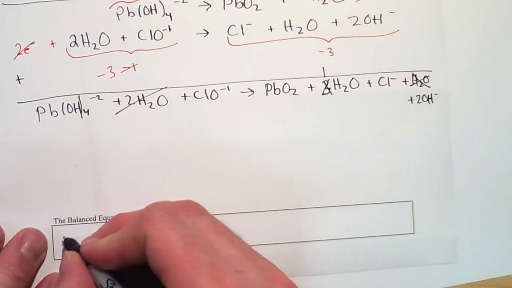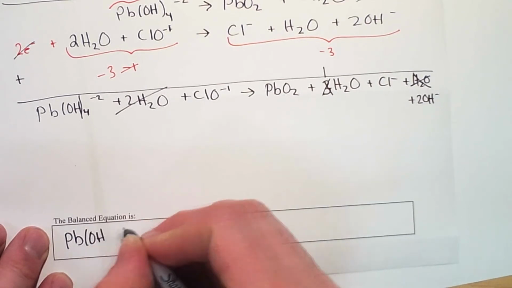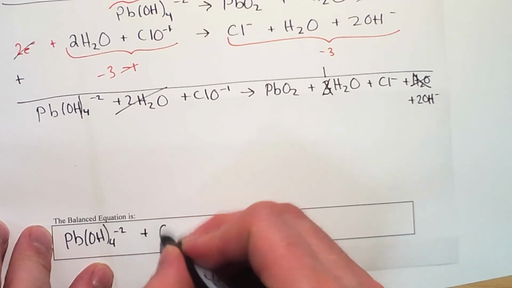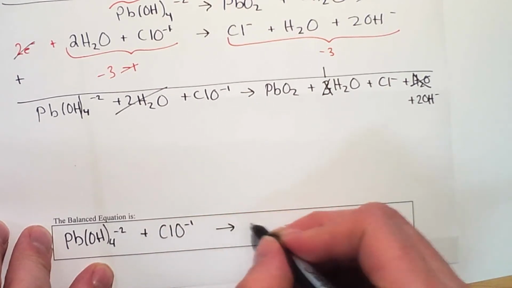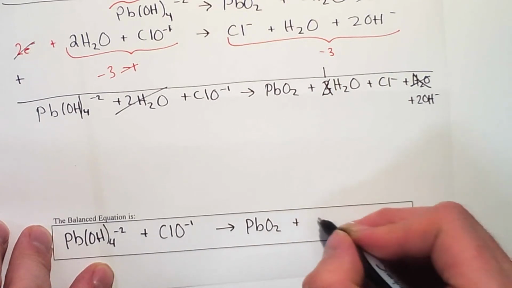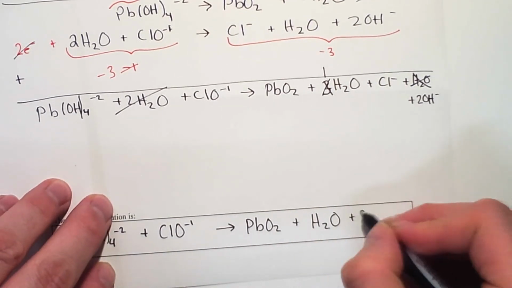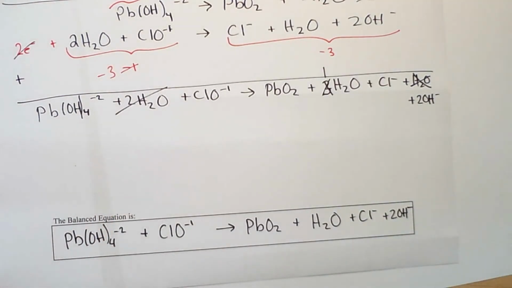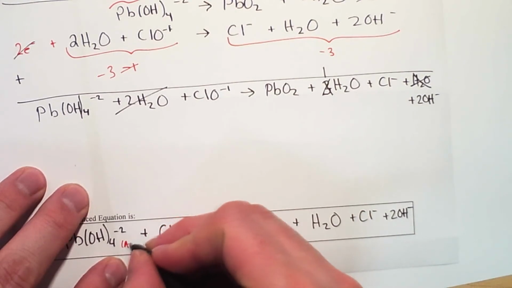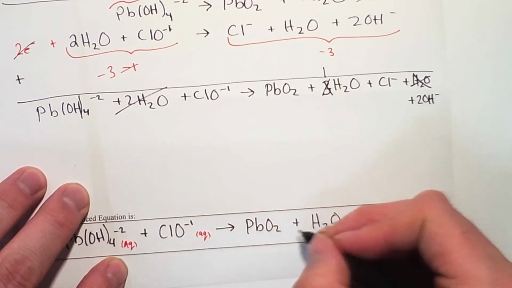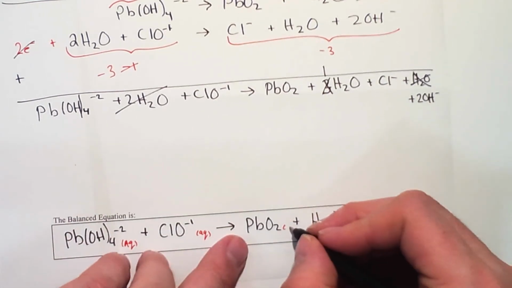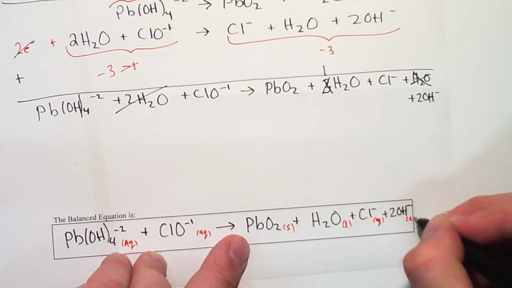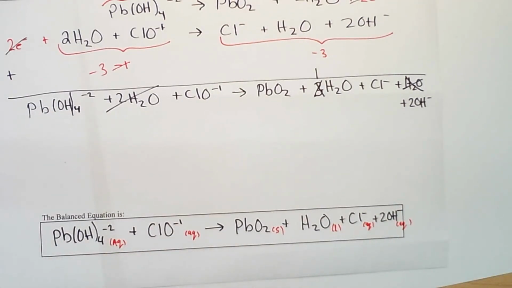So we can just write this out hopefully and we're good now. PbOH4 -2 plus ClO -1 gives me PbO2 plus H2O plus chloride plus 2OH. And if we're being picky, we should probably write our states in. Any ions are going to be aqueous. Solid. Water is always liquid. We write it out, and that's how we do it.